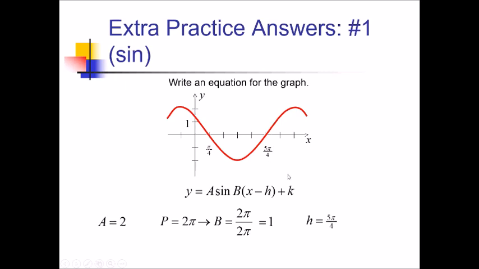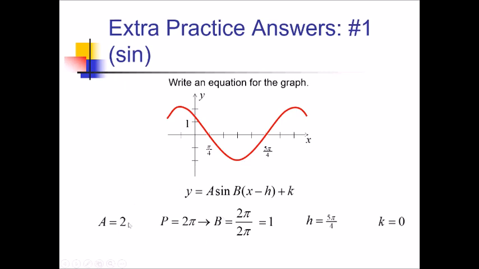And now for the k value, that's going to be the midline, the average of the top and the bottom. So if we do 2 plus negative 2, divided by 2, that's going to be 0 over 2, which is just 0. Or you could just look and see that the midline is indeed 0, but you can do the average as well. Plug in all that in now.